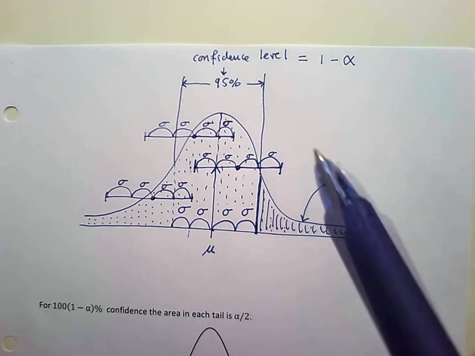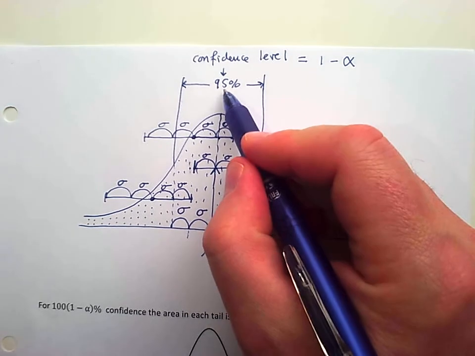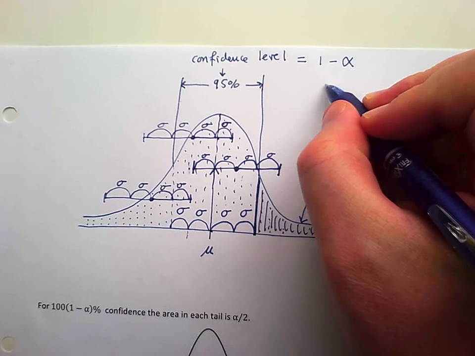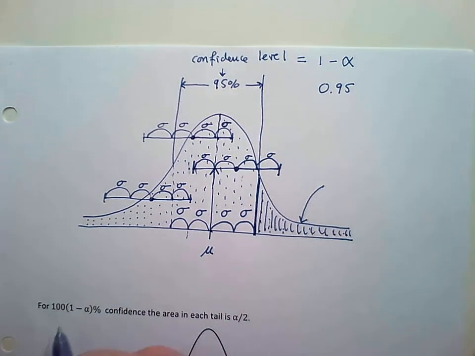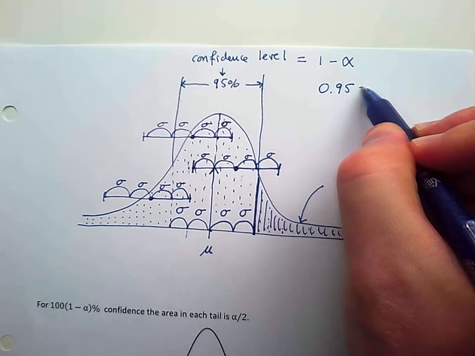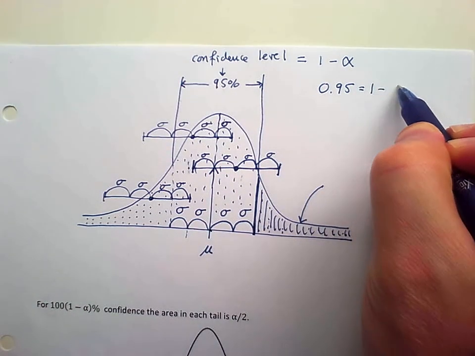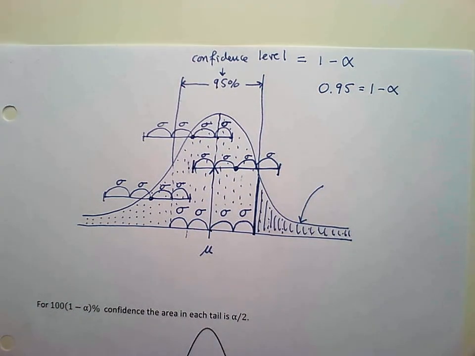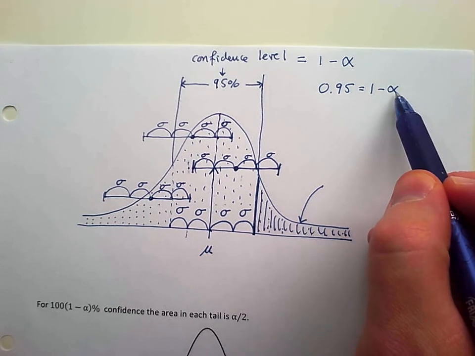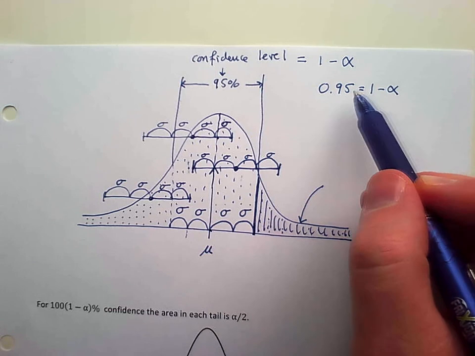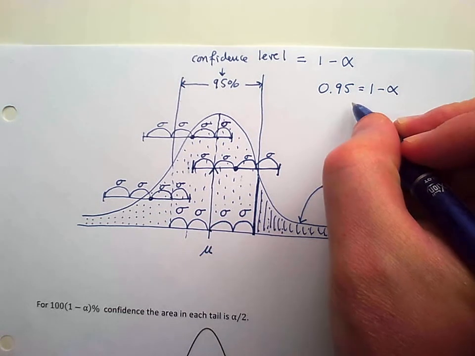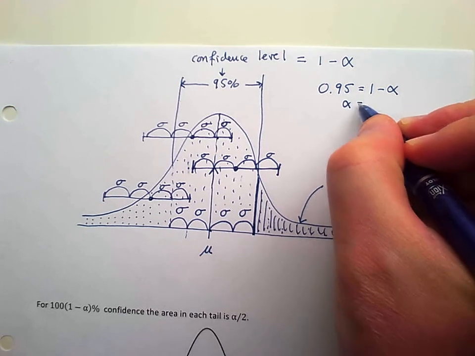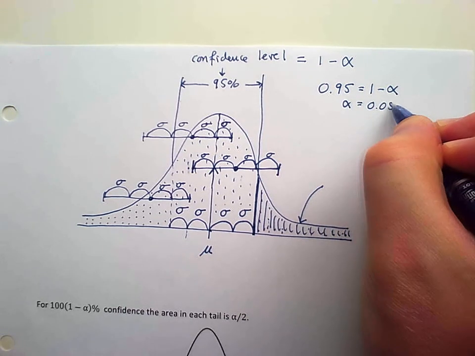So let's think about it. If this right here is 95%, and 95% is the same thing as 0.95, if that is our confidence level, and our confidence level is the same thing as 1 minus alpha, then we have this right here. If I wanted to solve for alpha, I could add alpha to both sides and then subtract 0.95 from both sides. So then I would get that alpha is equal to 0.05.